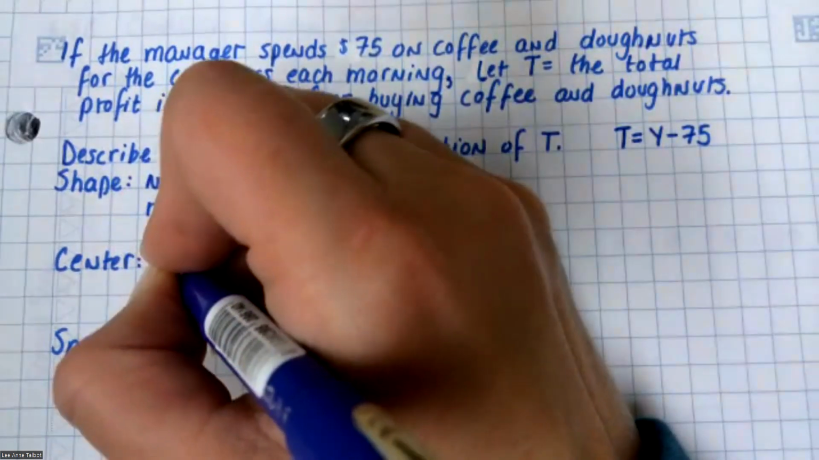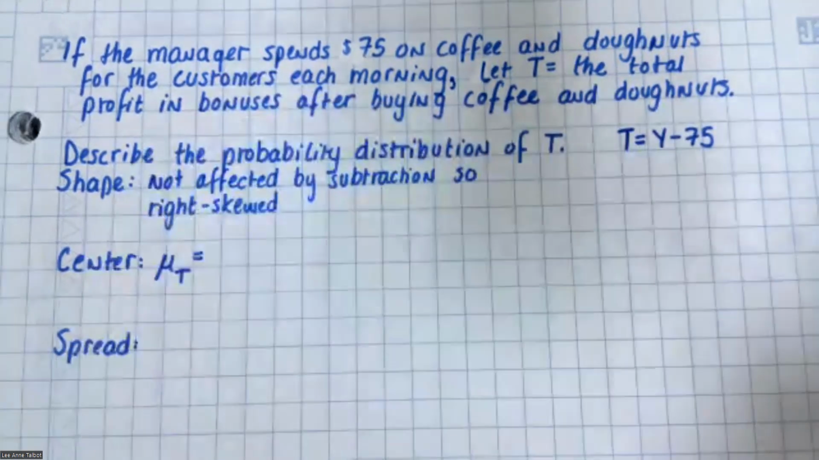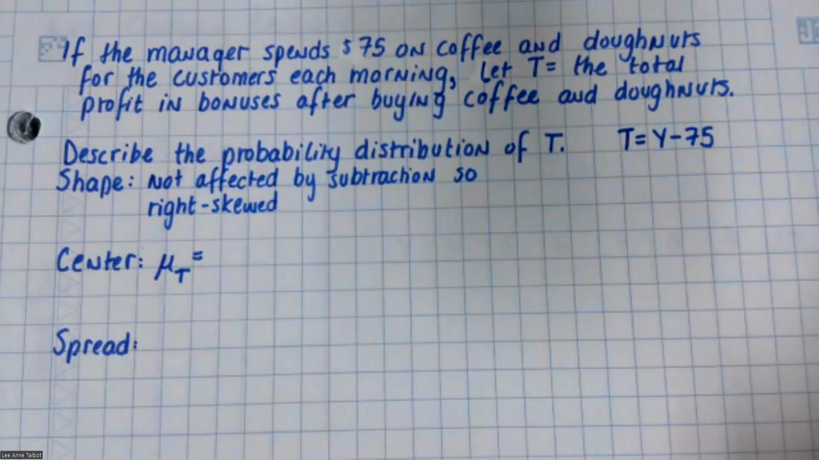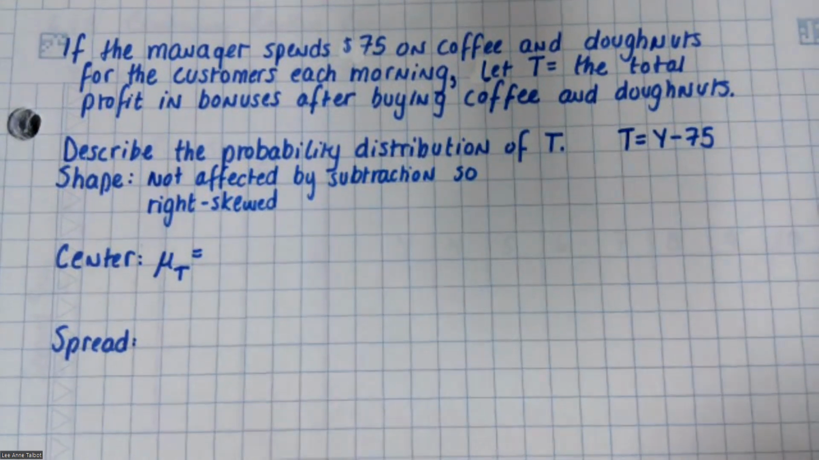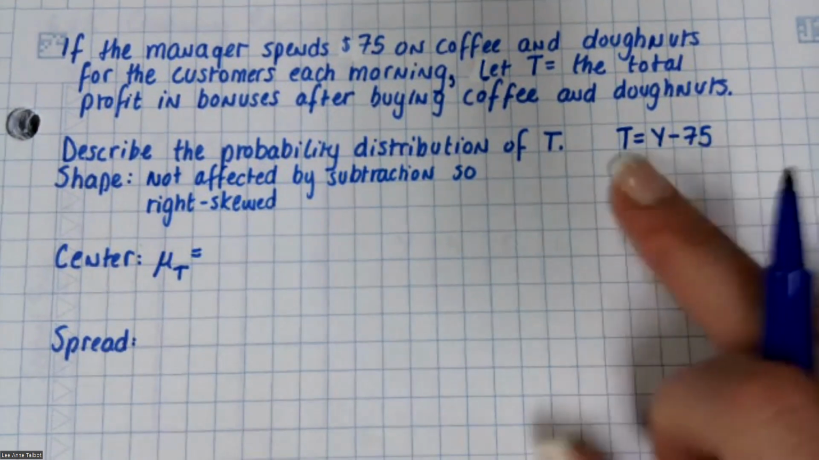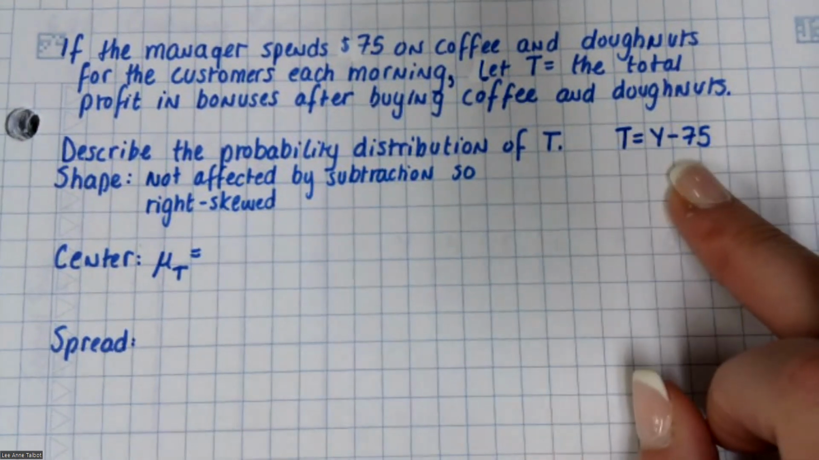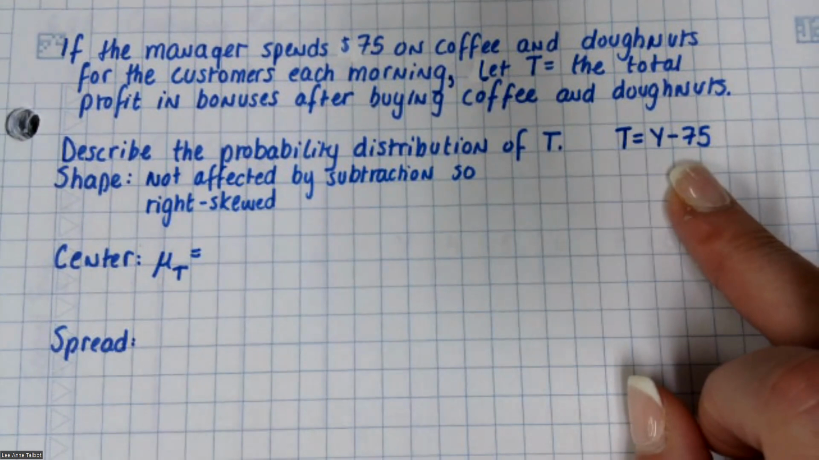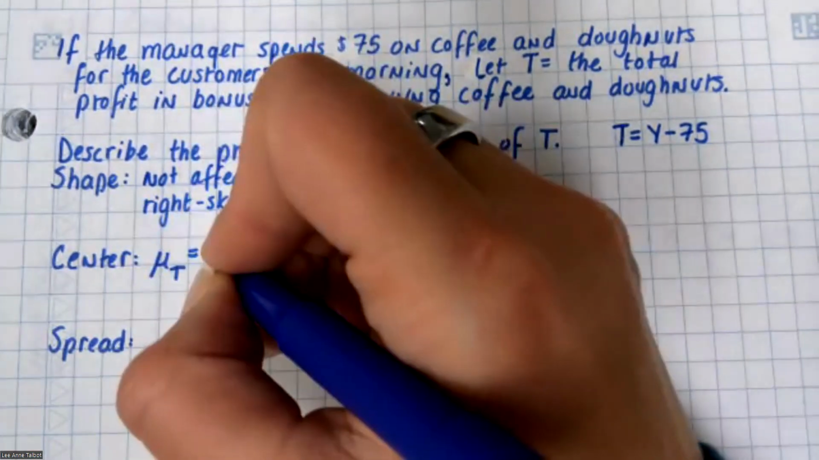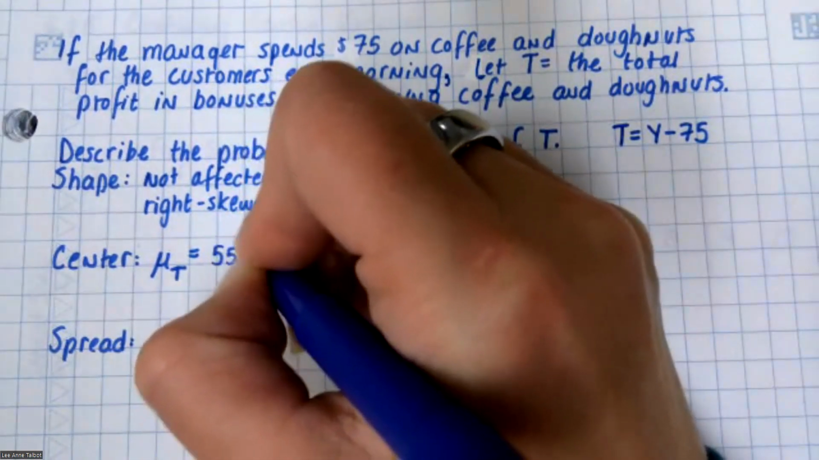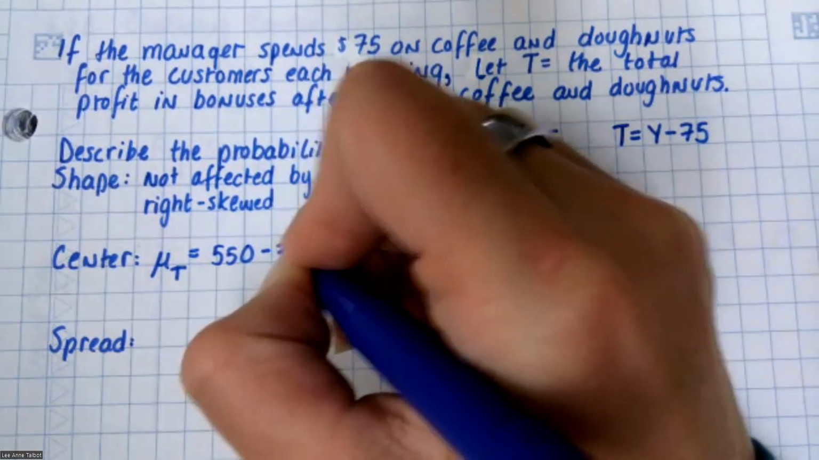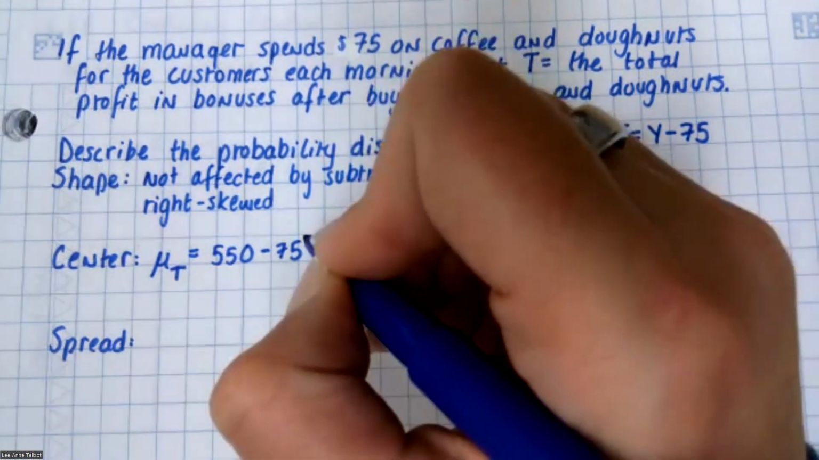Okay, mean of Coach T. Here's the formula, but my question is, are measures of location affected by subtraction? Yes. So the mean was 550 minus 75.